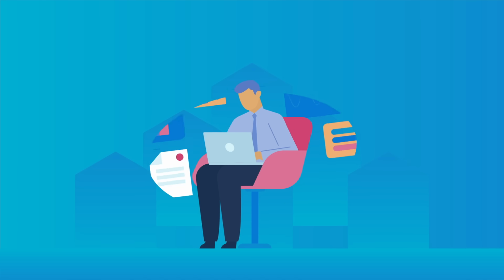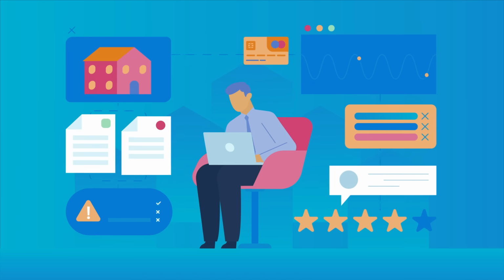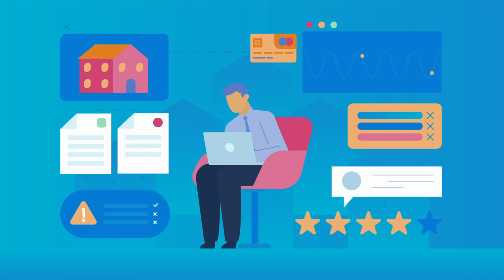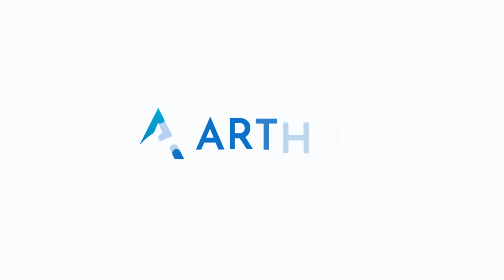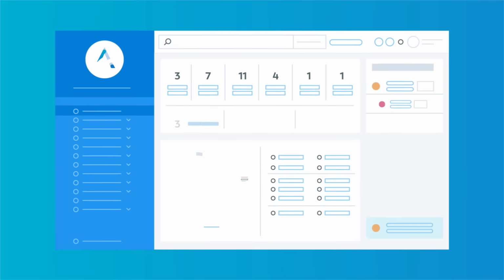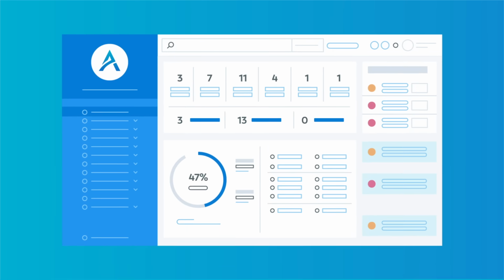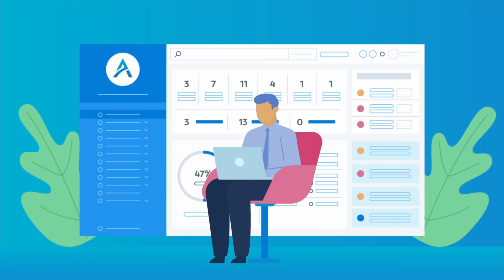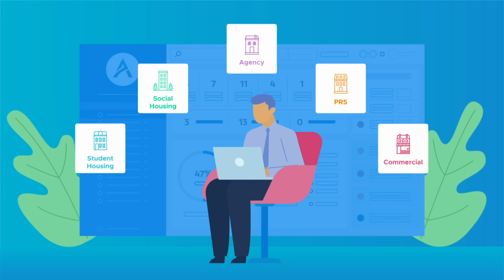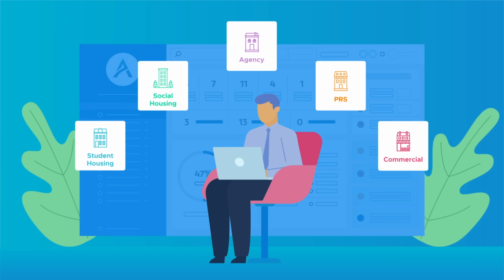For many property managers, too much time and money is wasted on inefficient processes and outdated systems that drain your resources. Arthur is a cloud-based property management software solution that streamlines all your processes and boosts efficiency so you can focus on what really matters. No matter your sector within the industry, Arthur has got you covered, helping you to achieve scalable growth.